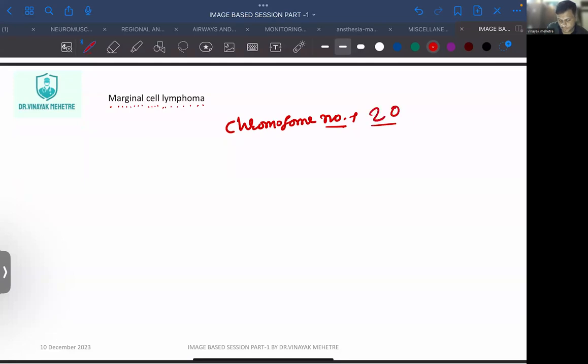The answer is 20. Okay. Translocation 11 to 18. Which infection causes marginal cell lymphoma? Anyone? I am talking about infection.